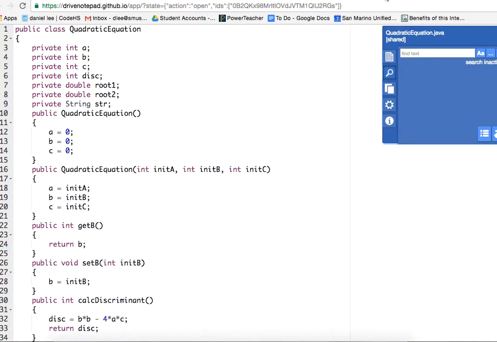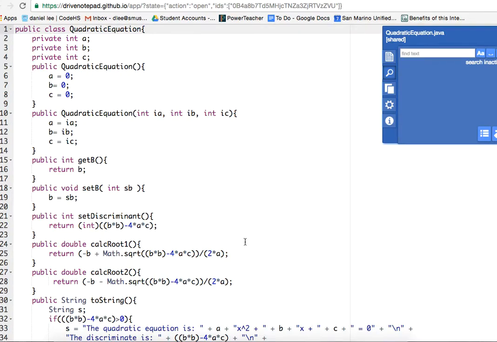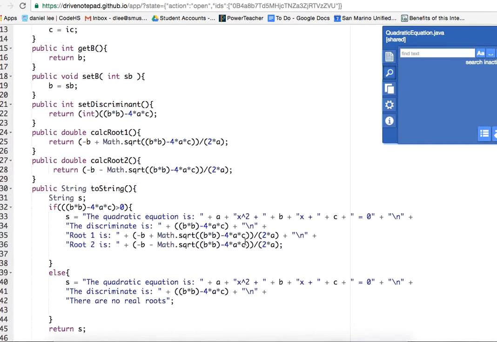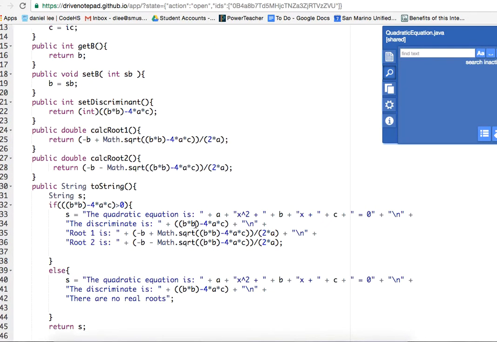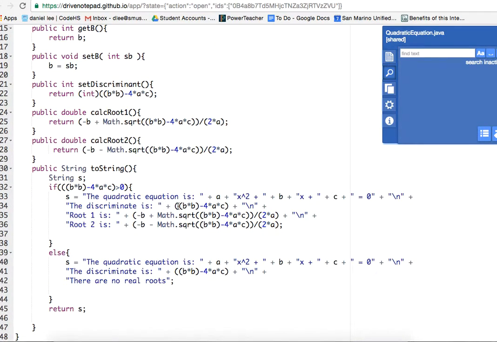And then another one is over here. The reason this person got docked off is because they have the instance variables, the ones that are allowed, and they didn't run the public methods here to get the determinant, the discriminant, and root 1 and root 2. Instead, they used the calculation, and that's contrary to what is on the rubric.